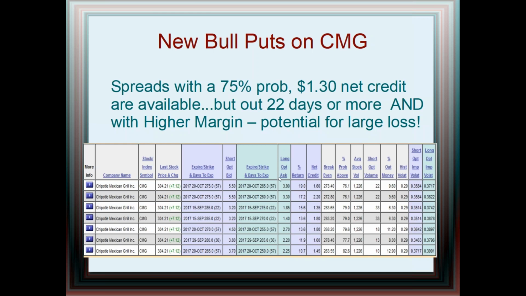9 times out of 10, when I get a call from a customer who's in a vertical spread that has moved against them, their first question is, well, this spread went against me. I'm at a 60% loss on the spread, or 60% of the maximum loss. I was thinking of just closing it and moving the whole spread down and out 3 weeks out in time. That's the first thought. There's nothing wrong with that.